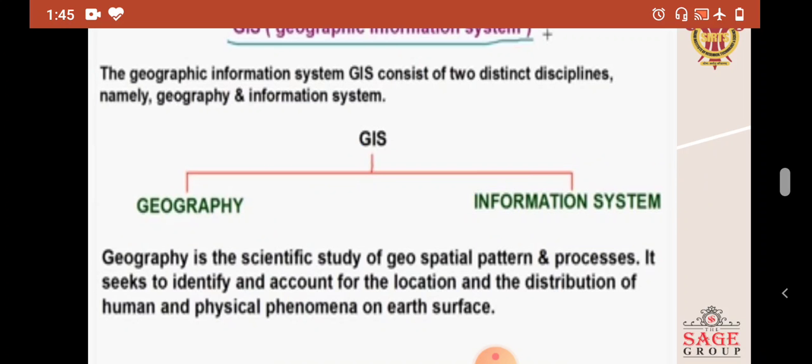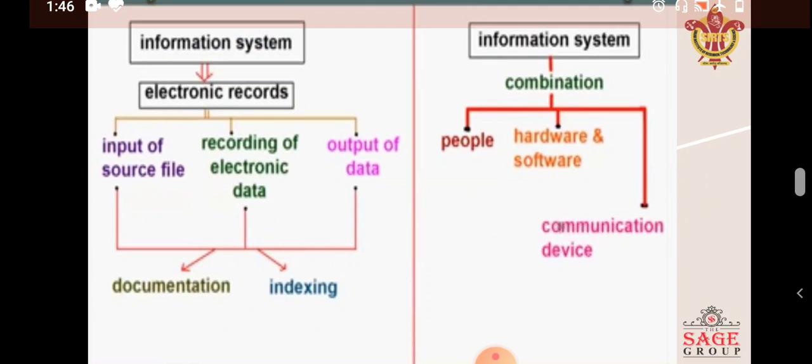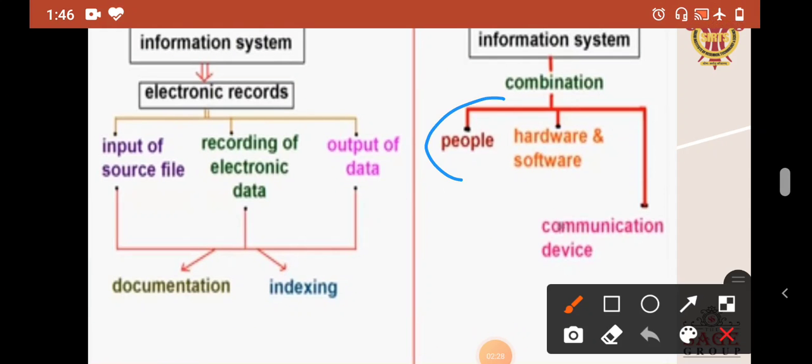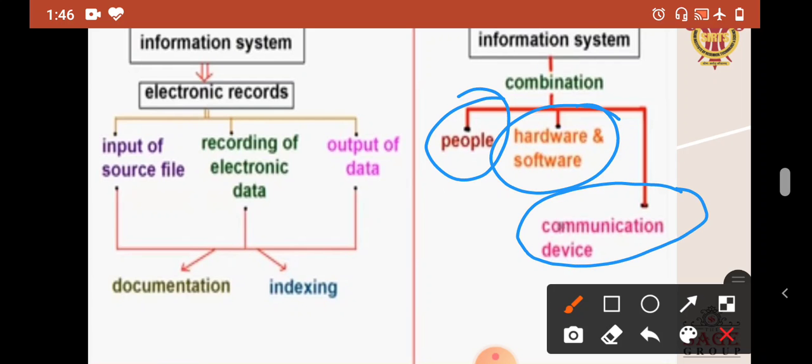And information system often refers to a system containing the electronic record which involves input of the source document, recording and electronic media, and output of records along with related document and any indexes. Now next, information system. Information system is a combination of people, hardware and software, and the communication device.